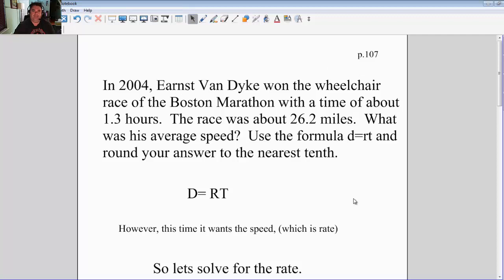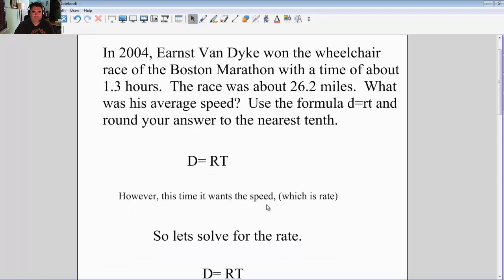Page 107 says, in 2004, Ernst van Dyke won the wheelchair race of the Boston Marathon with a time of about 1.3 hours. The race was about 26.2 miles. What was his average speed? Use the formula D equals RT and round your answer to the nearest tenth. Well, again, D equals RT, but this time they gave us the distance. And they gave us the time, but they did not give us the rate. Therefore, we have to find the rate.